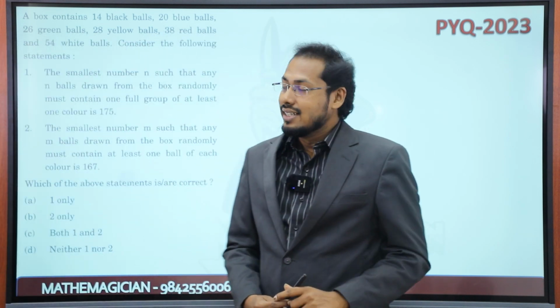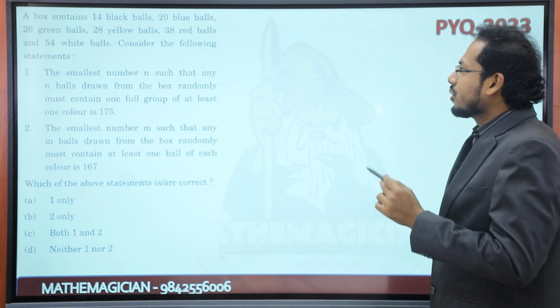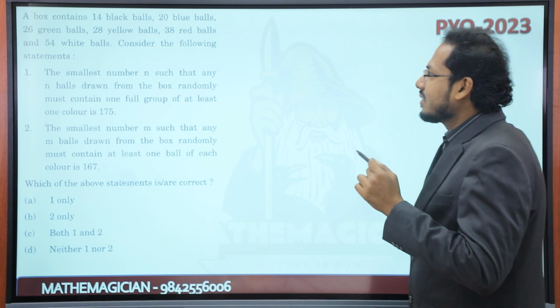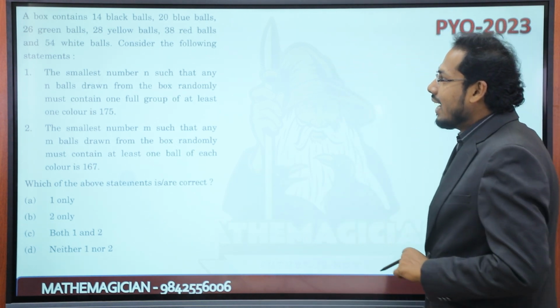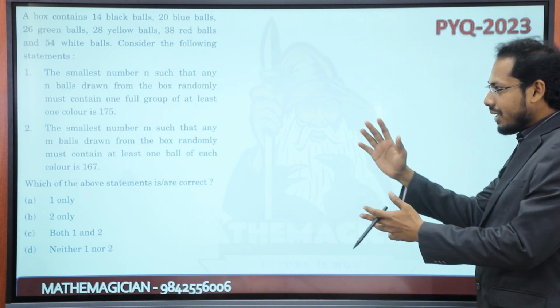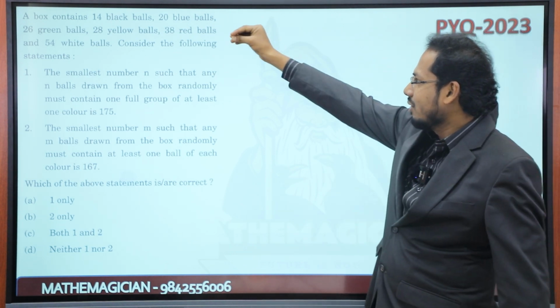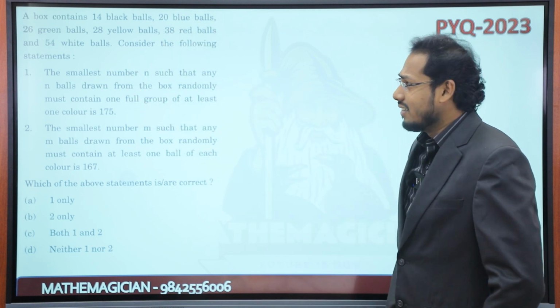Okay, let's take this. A box contains 14 black balls, 20 blue balls, 26 green balls, 28 yellow balls, 38 red balls and 54 white balls. Consider the following statements. Two statements are given. Okay, this is nothing, only the number of balls is given here. So you can't judge anything here.